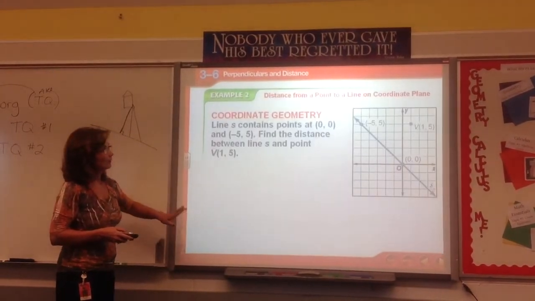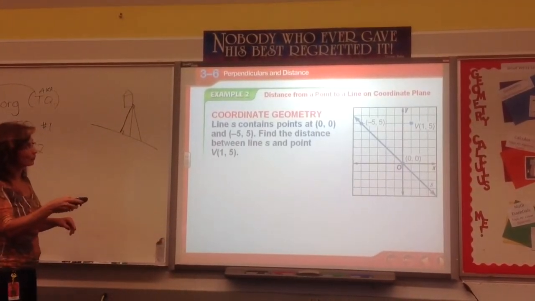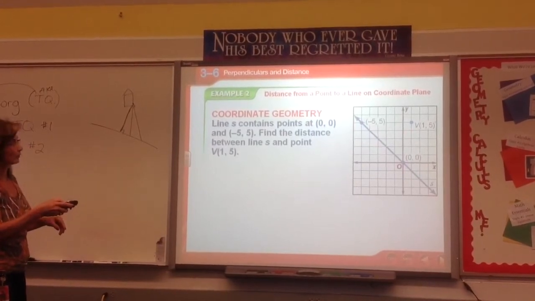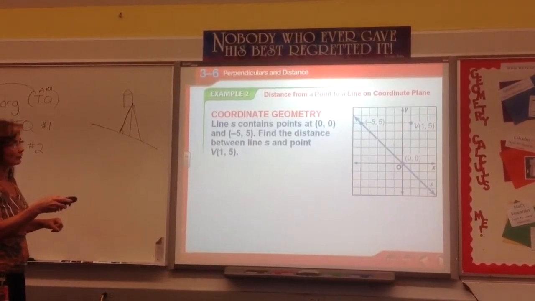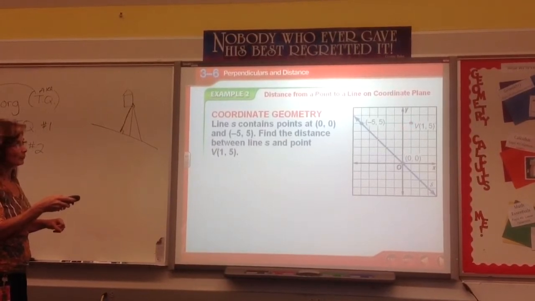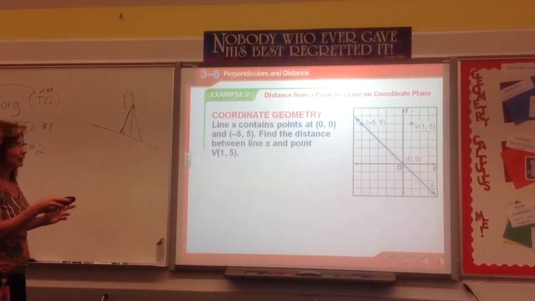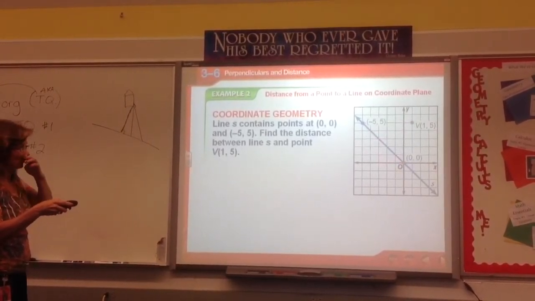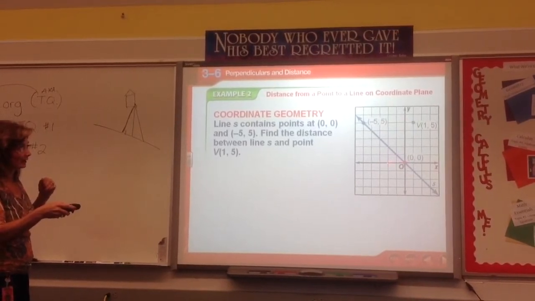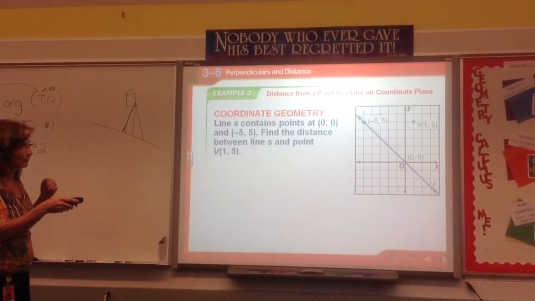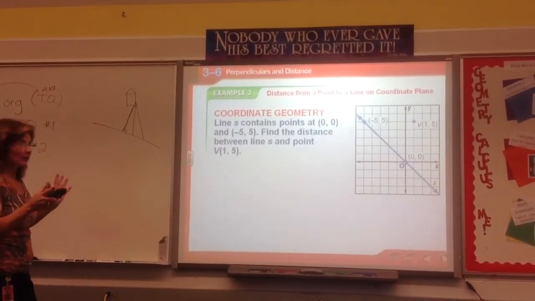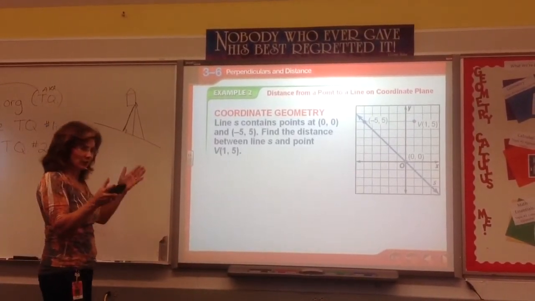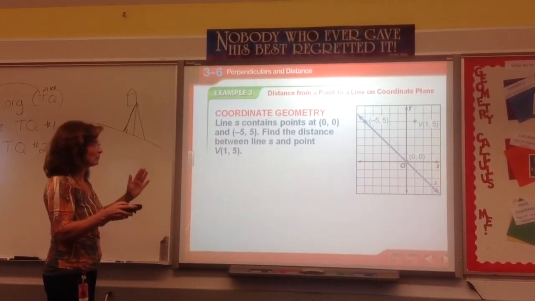Nice job. So now we're going to look at how you find the shortest distance if you're given this line on the coordinate plane with two points, (0, 0) and (-5, 5), and the point (1, 5). How am I going to find the shortest distance from this point to this line? You can kind of see that it's probably going to come right in here, somewhere around (-2, -3). But we're not sure, and you can't accurately do it with a visual on a coordinate plane. We need to use algebra.